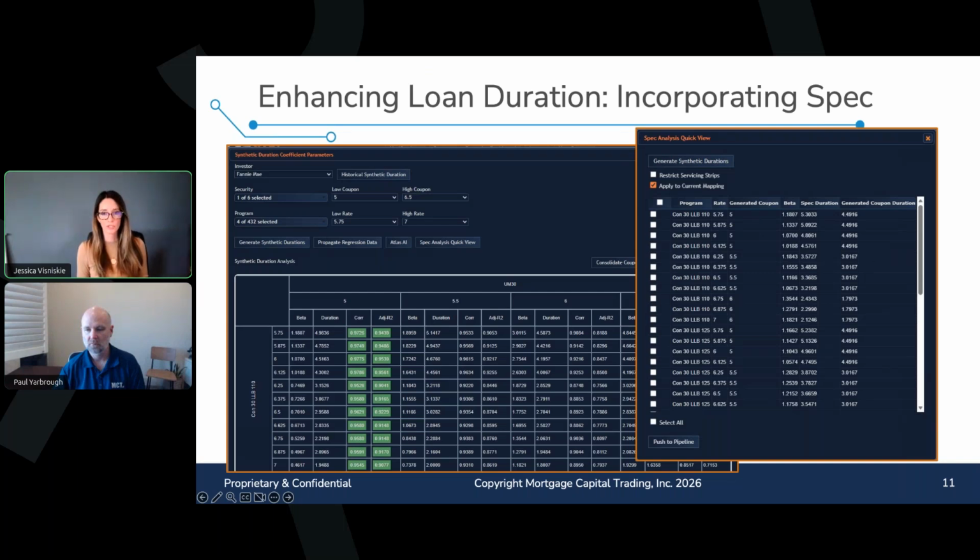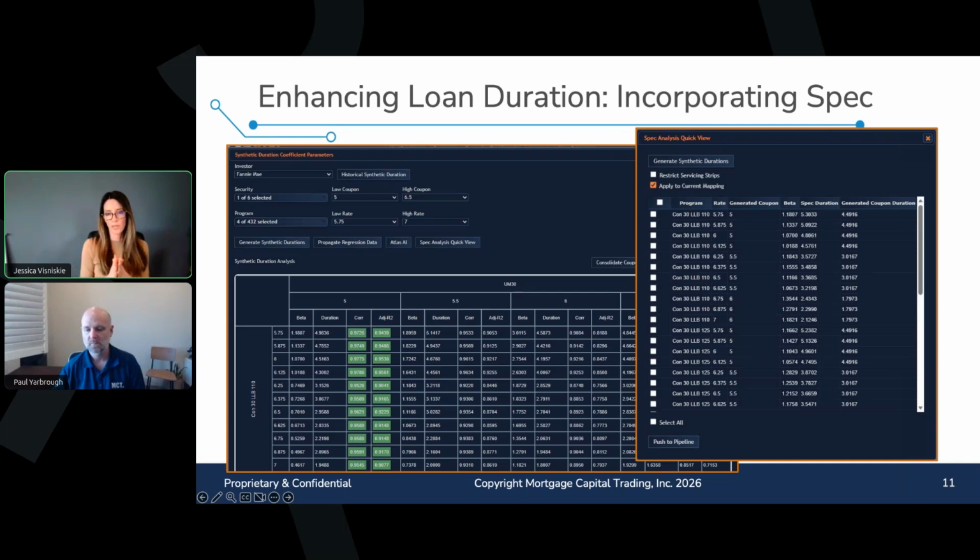Once these values are pushed through, you can see them in a few places. There's full transparency on the platform. If you're familiar with the pipeline coverage breakdown and the show loan screen, you have the ability to see durations there. You would see the spec durations there. And also in our program level breakdown by coupon, we show you the loan duration and the trade duration.